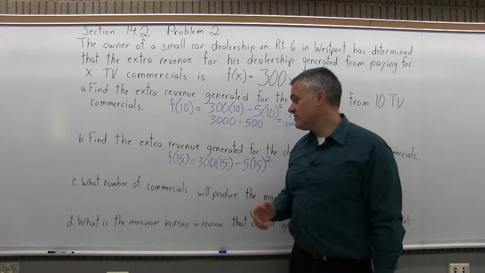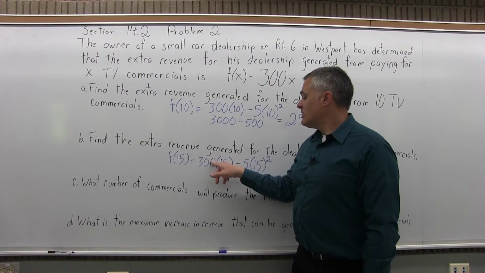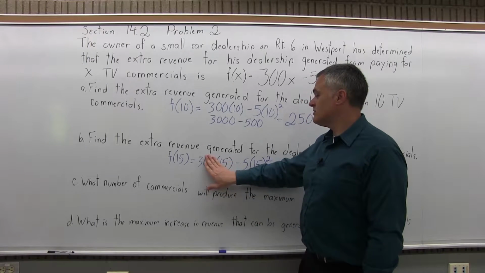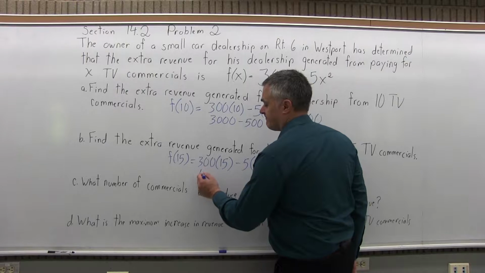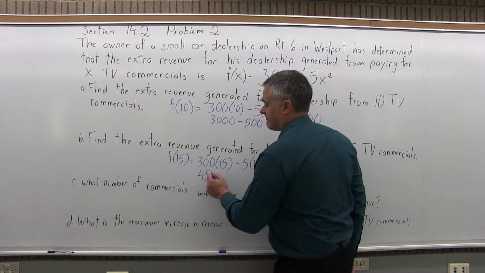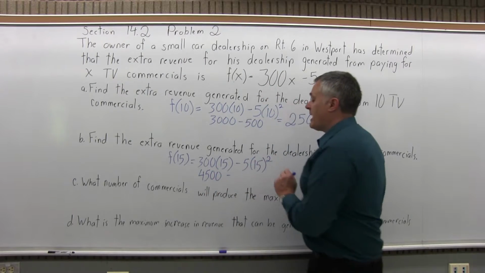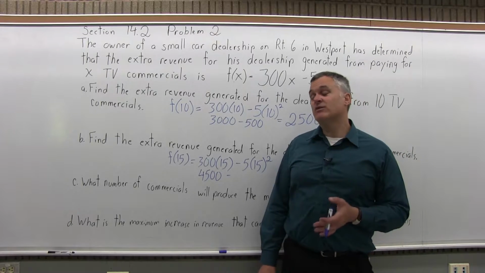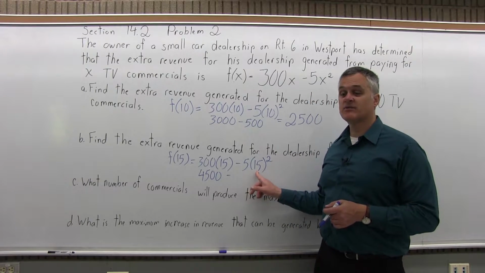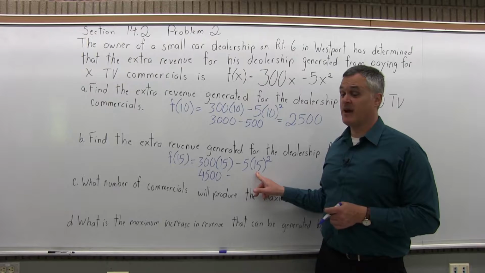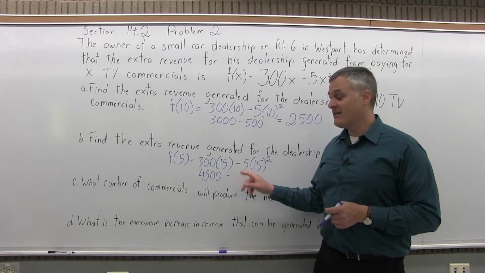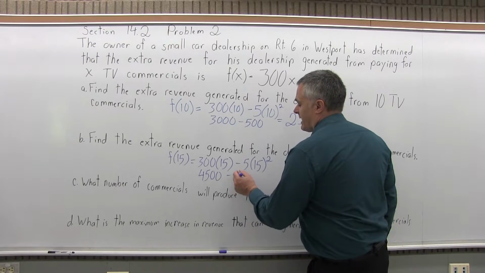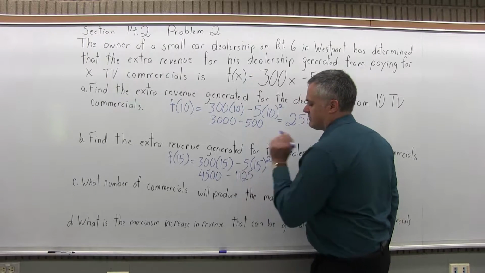So now just do the math, careful with the negative. 300 times 15, well, that's pretty big. Just do 3 times 15 is 45. Put the 2 zeros back, 4,500. Now, minus 5 times 15 squared, we have to do the 15 squared first. 15 times 15, I happen to know, is 225. So now the 225 times the negative 5 in front is minus 1,125.